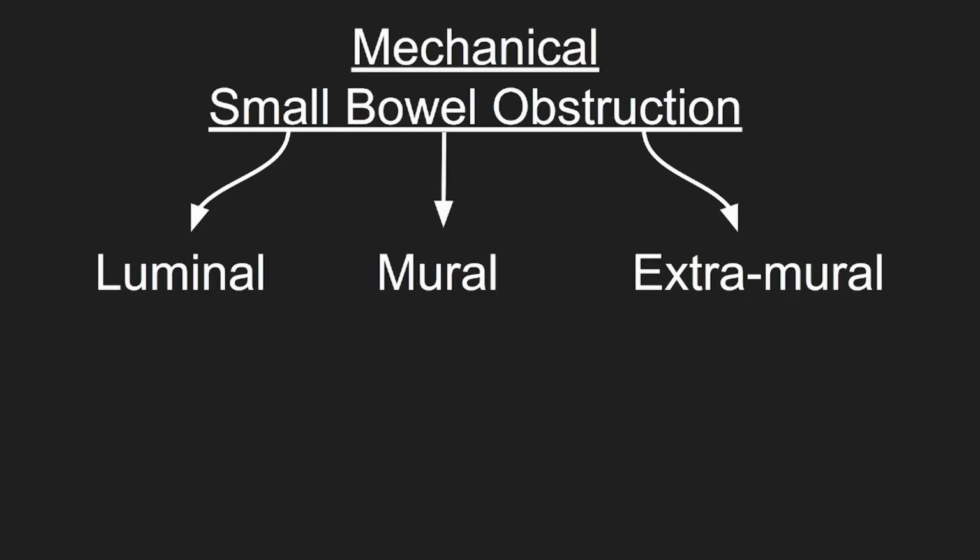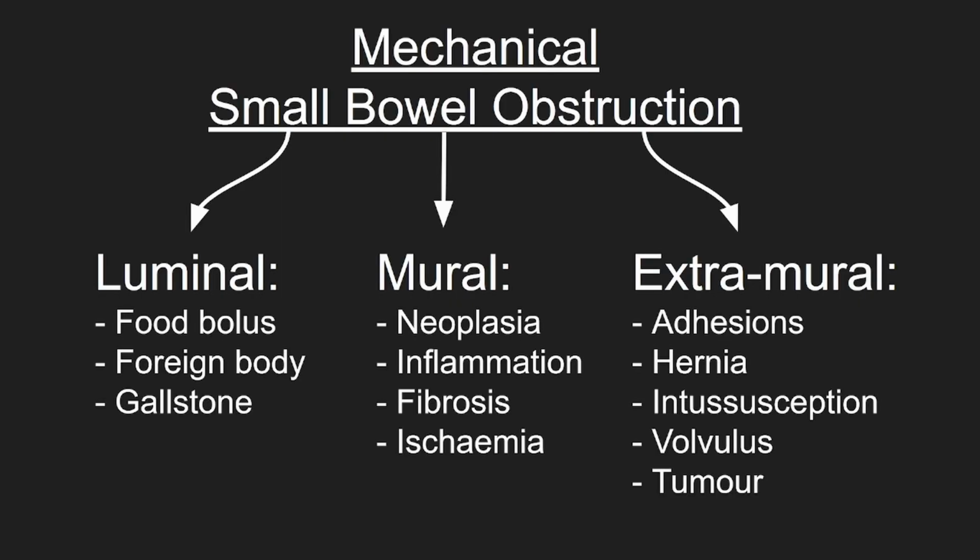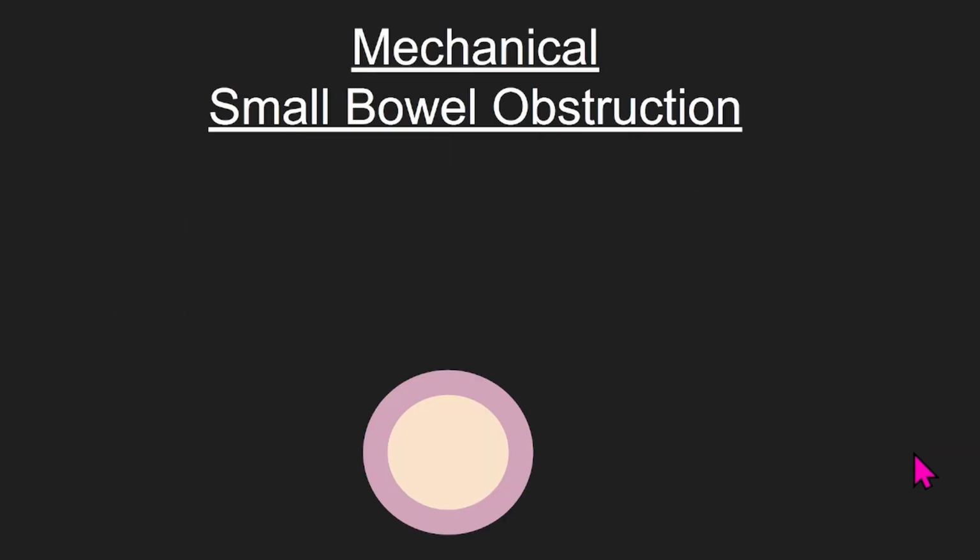The causes of mechanical small bowel obstruction are traditionally divided into three categories: luminal causes, mural causes, and extramural causes. And this is a reasonable list of causes under each category that you may wish to memorize. I promise that by the end of this session, all of those will make sense.